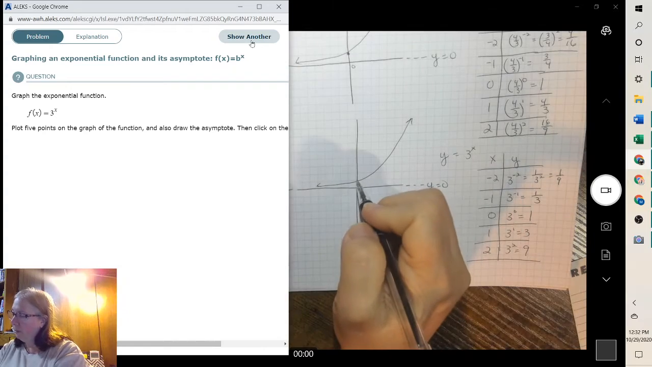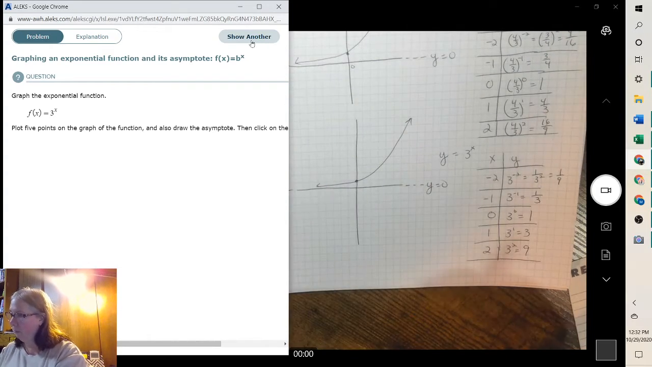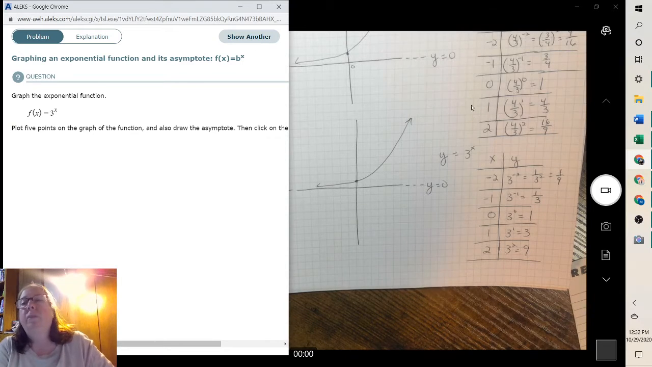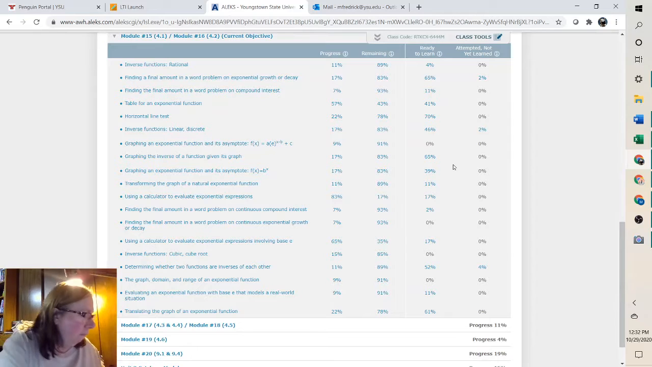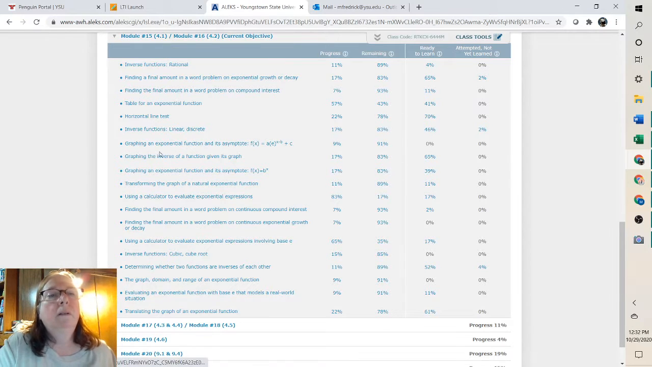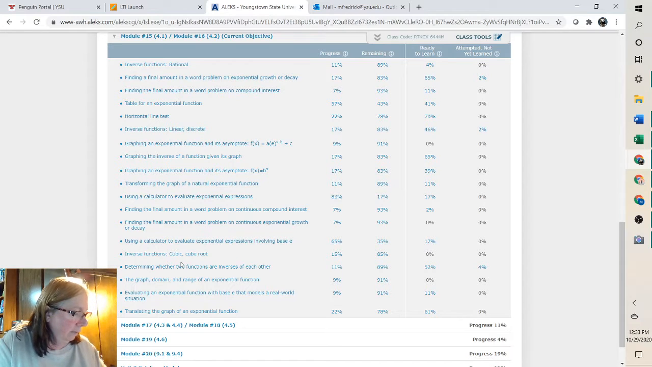But on a test, this is the point I'm looking for, and then that it's increasing, and the asymptote. Okay, let's try some other ones. Graphing. I think that's the one we just did. Graphing domain and range.